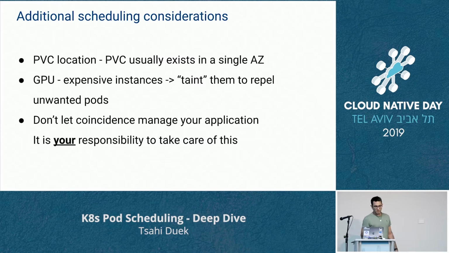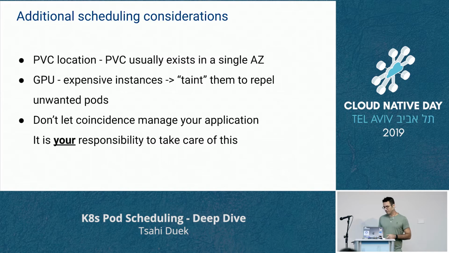Additional consideration: PVC location. PVC is a zonal entity, and you must take this into consideration when you schedule your application. For example, with a StatefulSet, you need to know in which region, in which availability zone the PVC was created. GPU, taint them. We have a lot of customers running GPU nodes without taints, and then all of a sudden they ask why this pod uses my expensive GPU instance. I don't want it to be allocated there, so taint your GPU node.